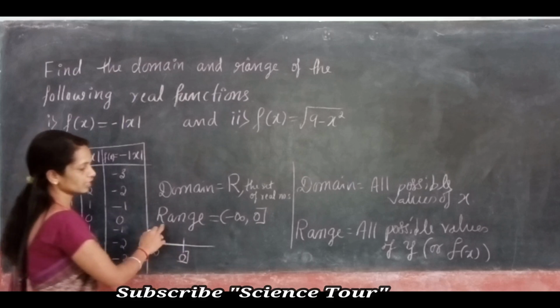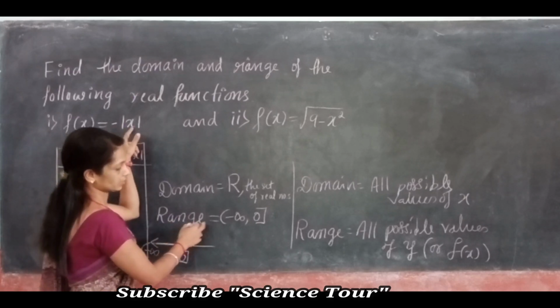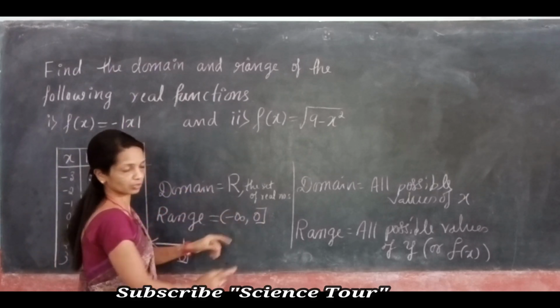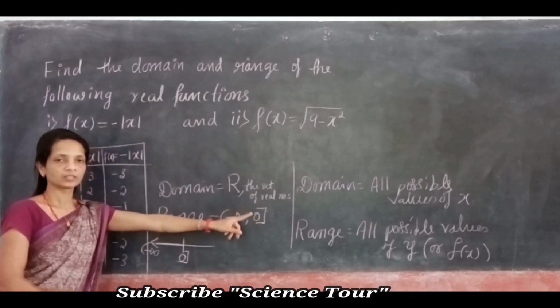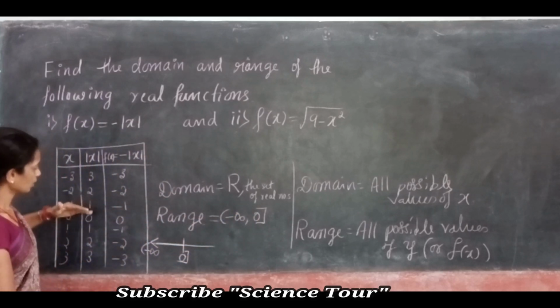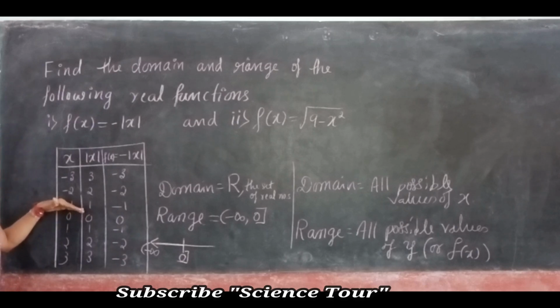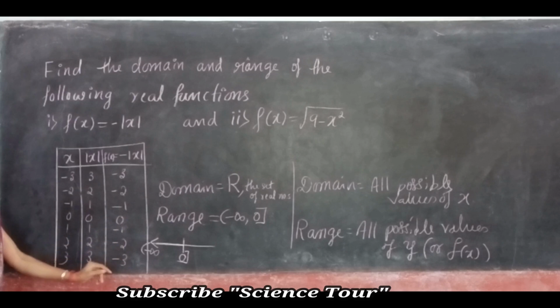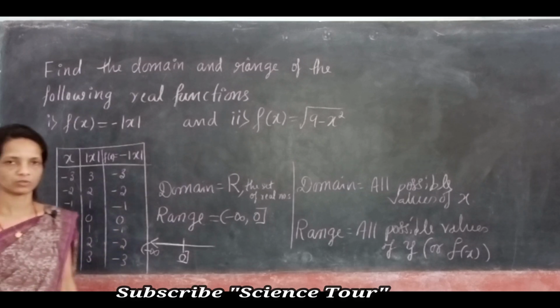So the range of this function minus mod x is minus infinity to 0, including 0. It will take 0 also, when x is 0. If you take a negative real number or positive real number, it will take only negative values. Okay, thank you.